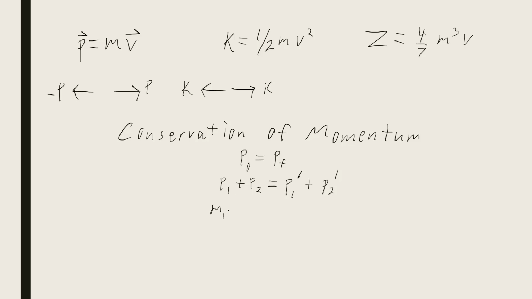And if we go ahead and plug in masses, this is going to be m1v1 plus m2v2 equals m1v1 prime plus m2v2 prime, where we're taking the masses to be constant, which is usually the situation. And then these primes again indicate final velocities versus initial velocities.